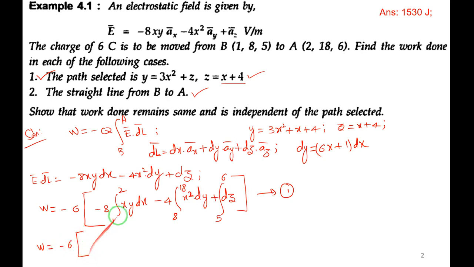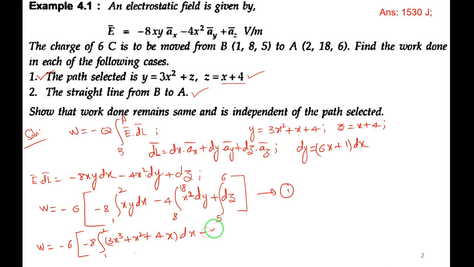So minus 8 is outside. I'll replace this y by 3x square plus x plus 4. But x is multiplied, so I will multiply x directly with this y. Minus 8 integration of x into y. So 3x cube plus x square plus 4x into dx, where x is varying from 1 to 2.